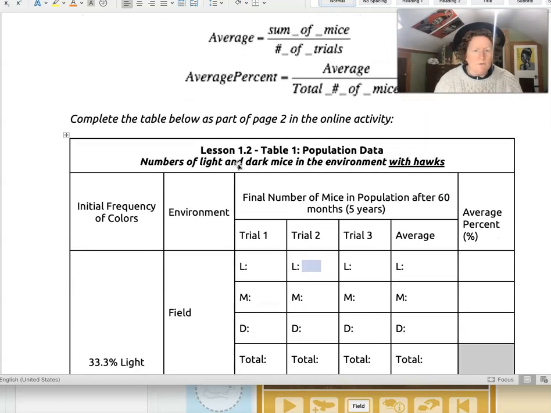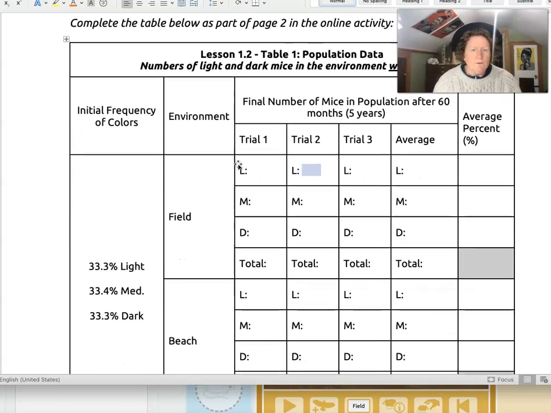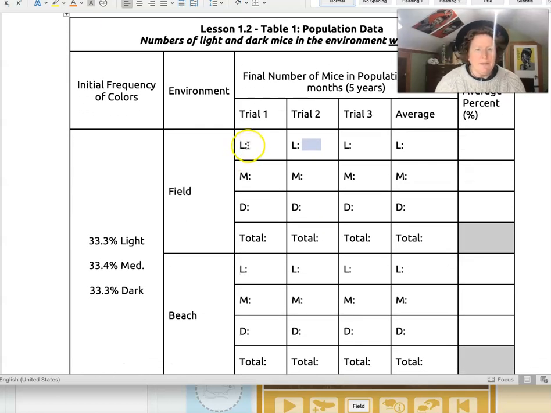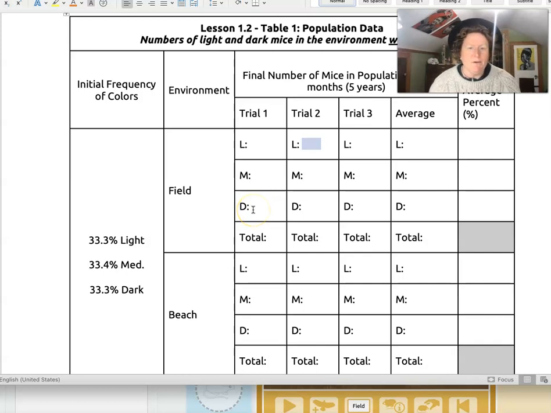So now that you know what you're looking for, you're going to run 3 trials in the field. That's the dark background. And you're going to run 3 trials on the beach. Each of those trials, each of those experiments are going to have hawks in them, and they are going to last for 60 months. We'll learn a little bit more about that in a moment.